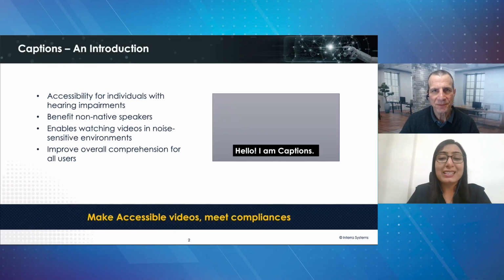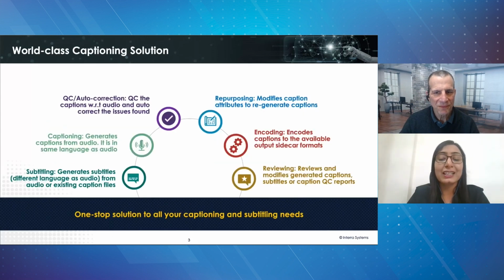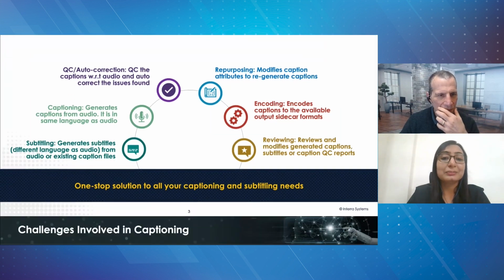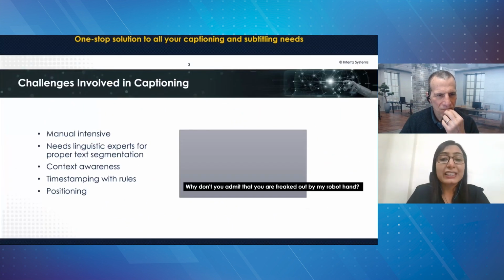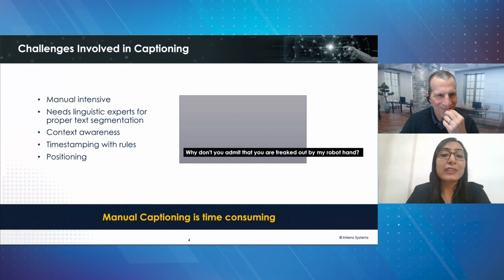Okay. So why don't you walk us through the presentation you have about the challenges of captioning and how Baton Captions excels at those? Sure. Captions are that humble black and white text at the bottom of the screen, which makes video accessible and improves the overall comprehension for all users. Using Baton Captions, we can not just generate, we can QC, we can repurpose, we can subtitle, and we can also review the captions. So I will jump right into the challenges that the industry was facing in automating captioning workflows.